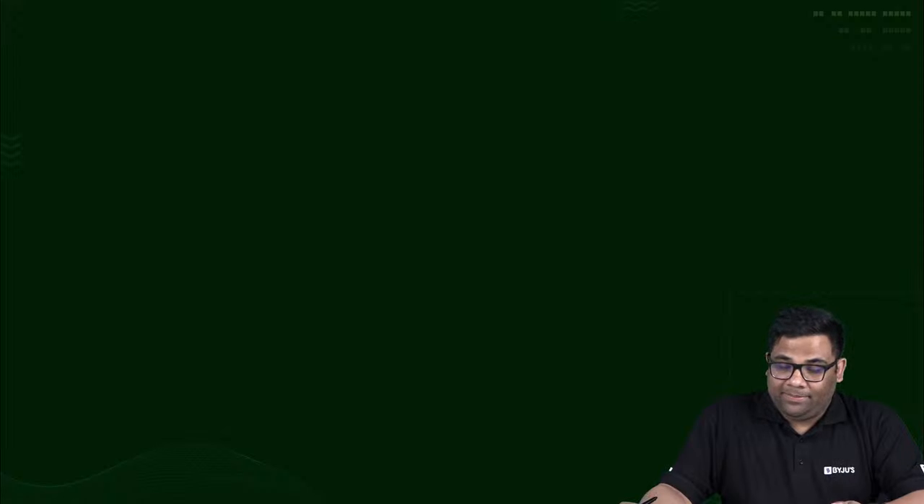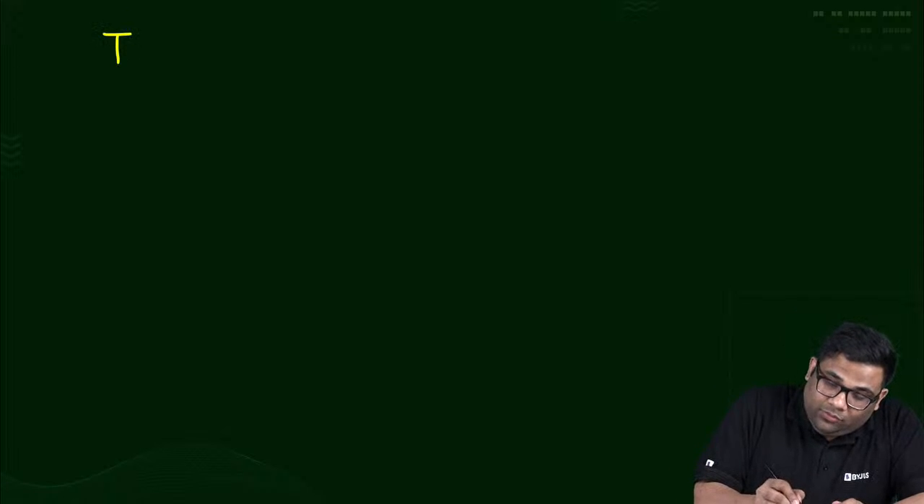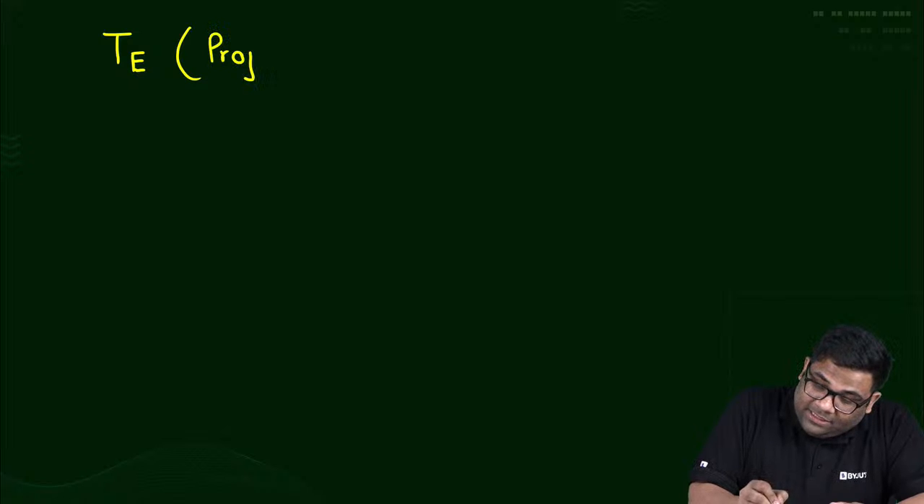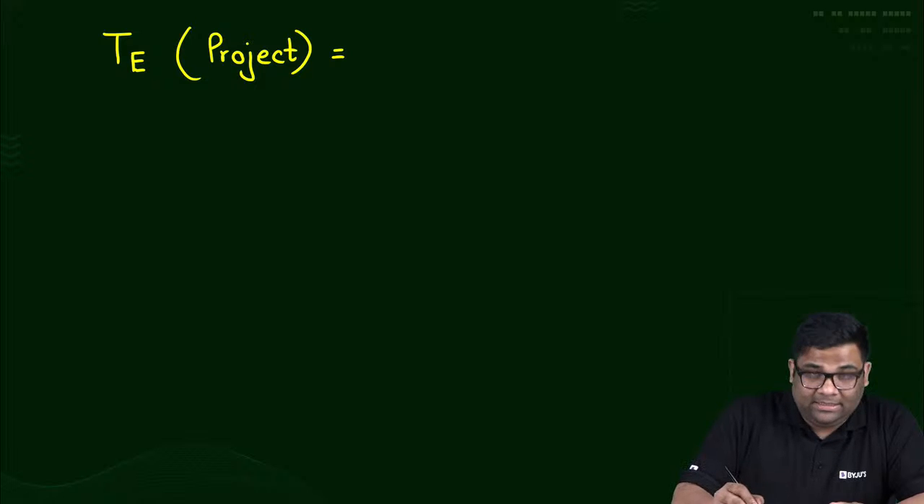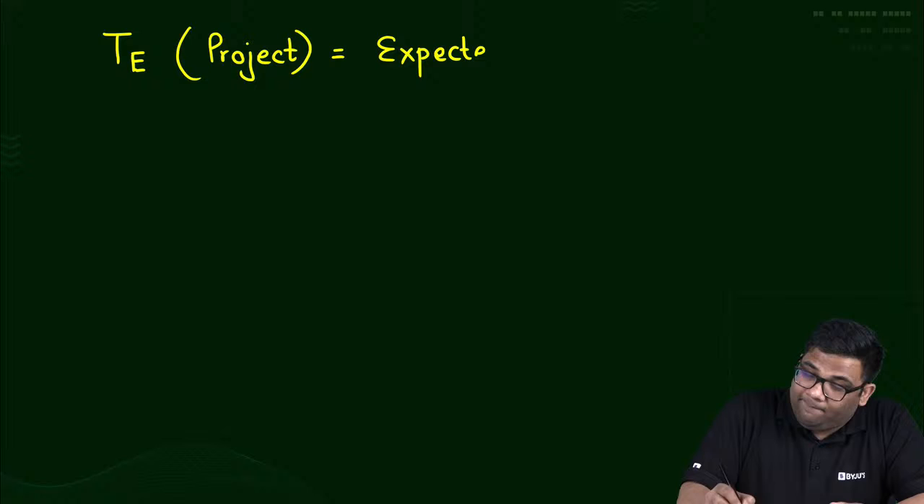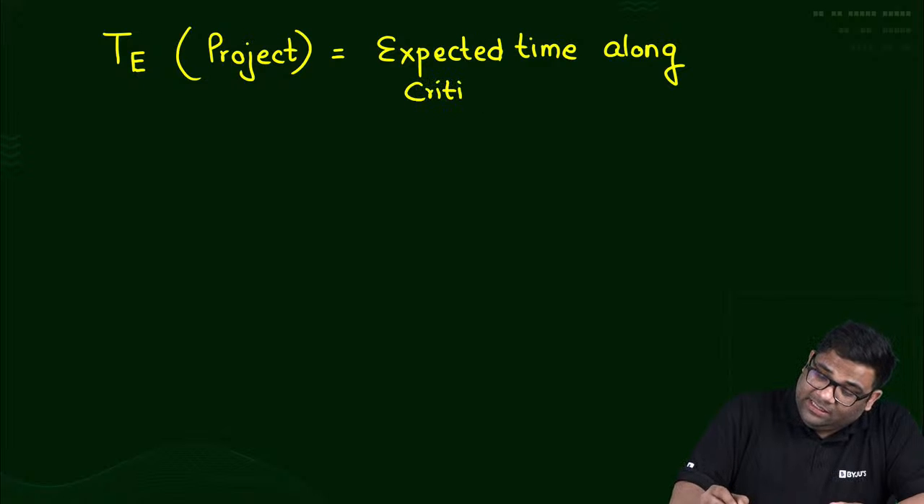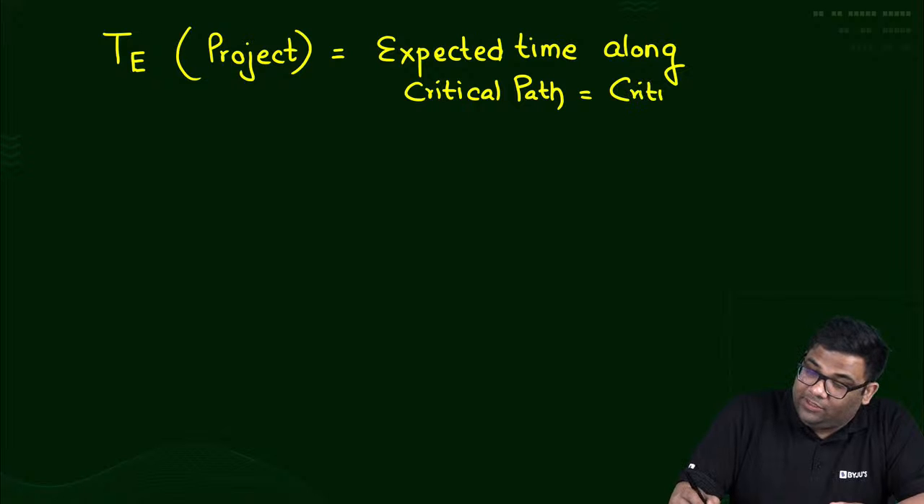Okay, now coming back, probability questions. Okay, now you can find out the expected time of a project. The expected time of the project is what? The expected time of the project is the expected time along critical path. Or I can say this is a critical duration actually. This is what? The critical duration. This is the critical duration.